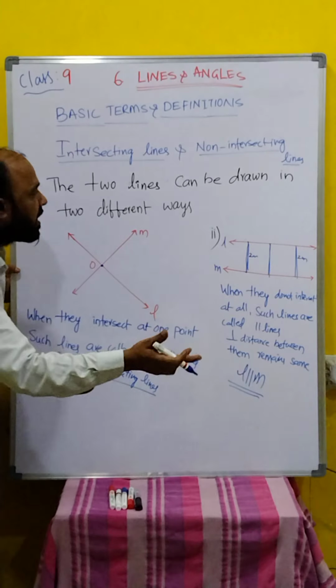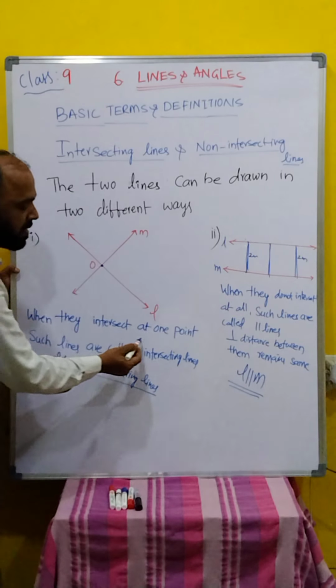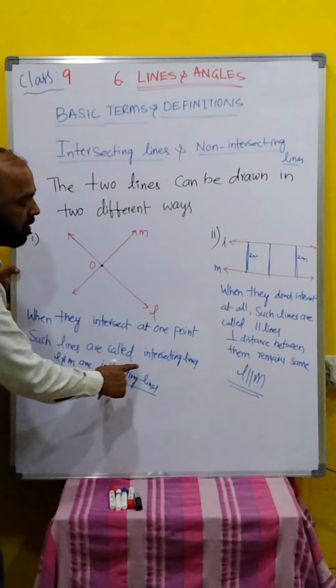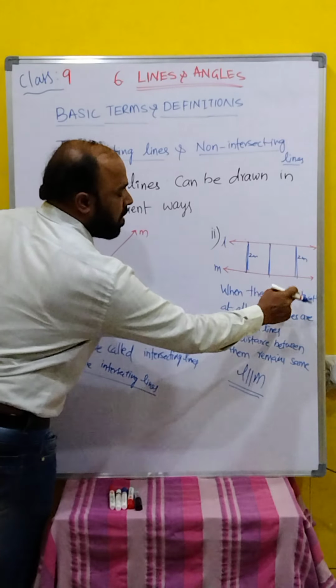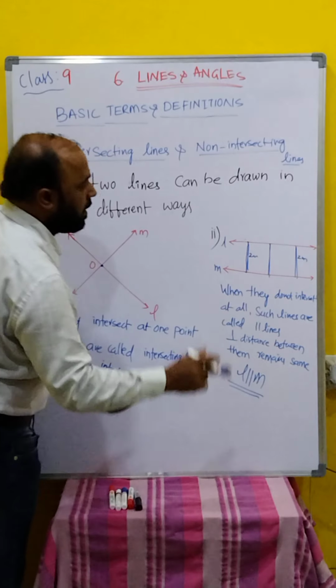Just read the definition again once. Intersecting lines: when they intersect at one point, such lines are called intersecting lines. When they do not intersect at all, such lines are called parallel lines.